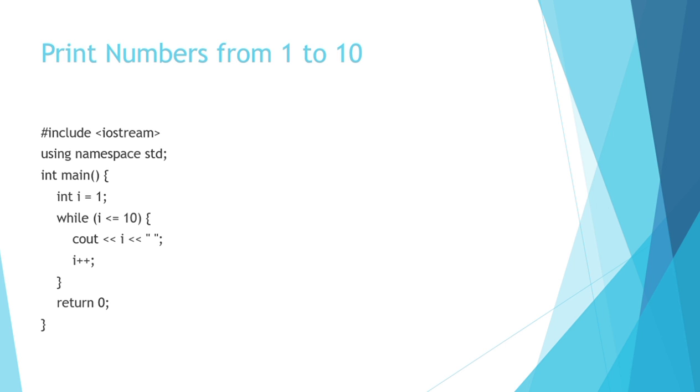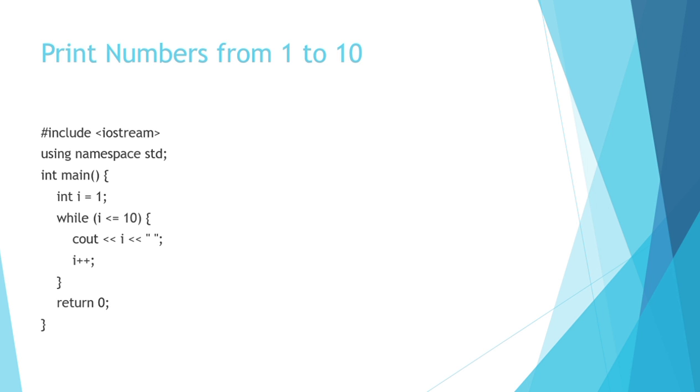Loop continuation and exit. The while loop condition is checked after each iteration. As long as i is less than or equal to 10, the loop continues to execute. Once i reaches 11, the condition i is less than or equal to 10 becomes false, 11 is less than or equal to 10 is false, and the loop exits.